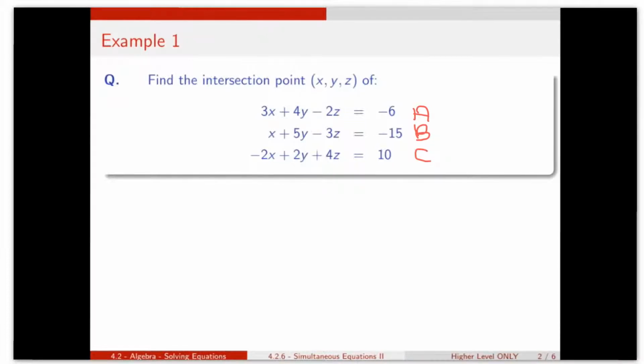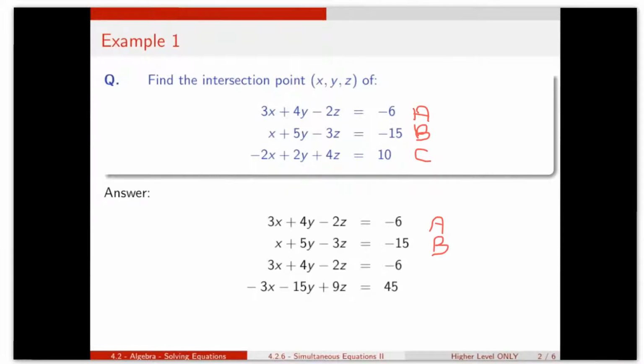So the idea here now is to eliminate one of the variables from two of my equations when I add them together. So I can choose any two equations and any variable to eliminate. So let's choose equations A and B, and then we're going to try and eliminate x. So how can we do that?